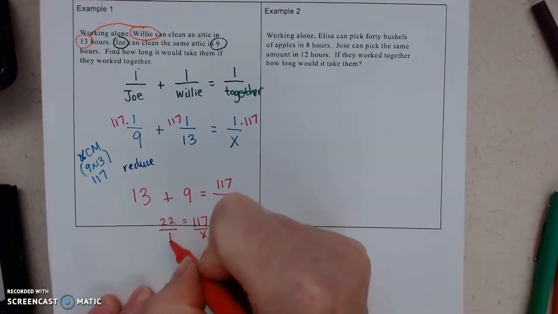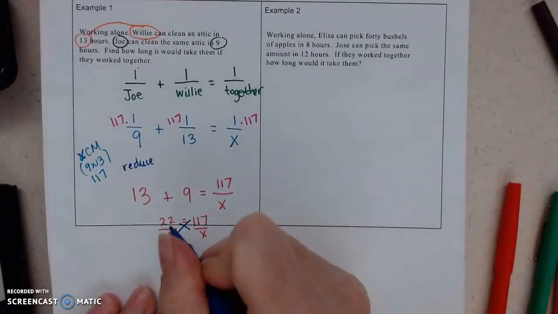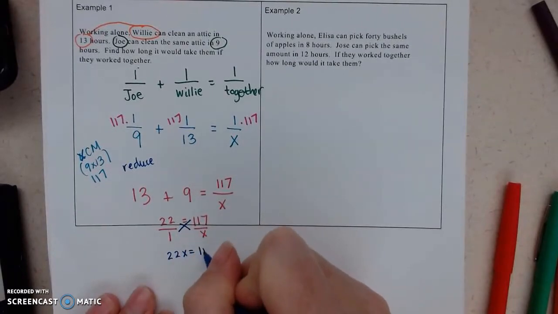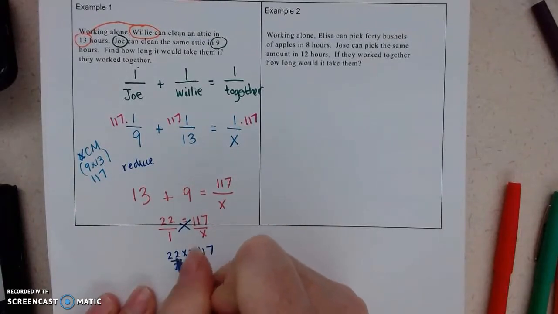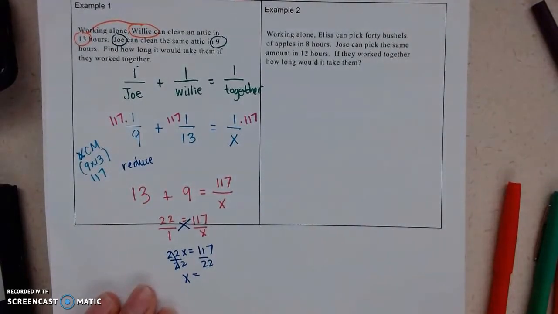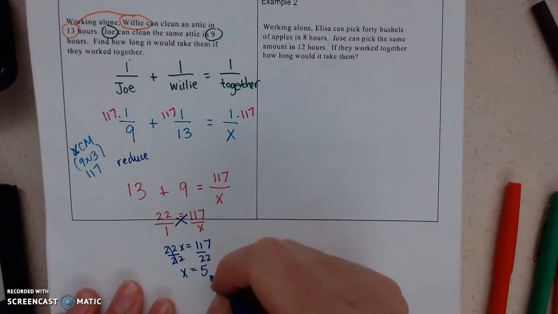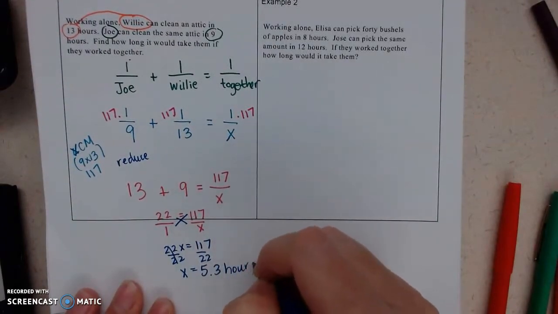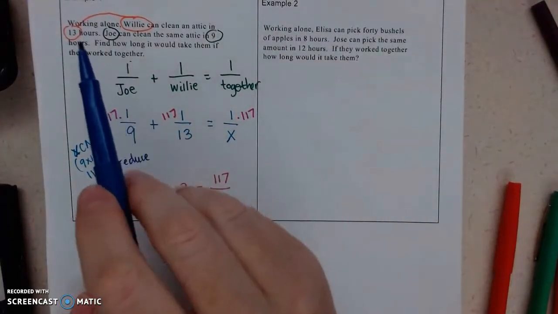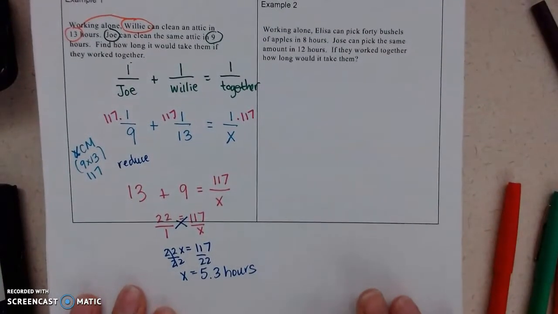And so then remember, we can set that up as a proportion. Put it all over 1, and then we can cross multiply. 22 times x equals 1 times 117. So divide by 22. So we get, if we round to 1 decimal place, 5.3 hours. And that's how long it took them to do it together. So it's really hard to guess without doing this. All right, let's try it again.